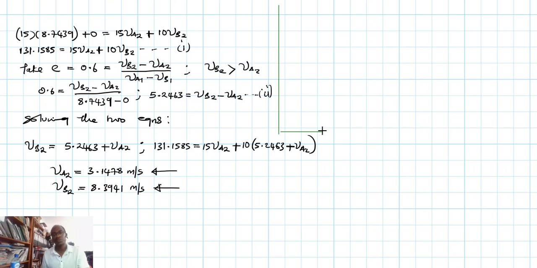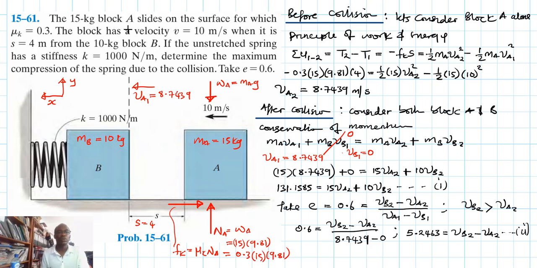So we are still working. There we go. So let's get back. Here the follow-up question is to determine the maximum compression of the spring due to the collision. Mind you, the block has collided with B. Before block A collided with B, its velocity of 10 meters per second was reduced to 8.7 due to the friction forces, right? So this became our initial velocity for block A.